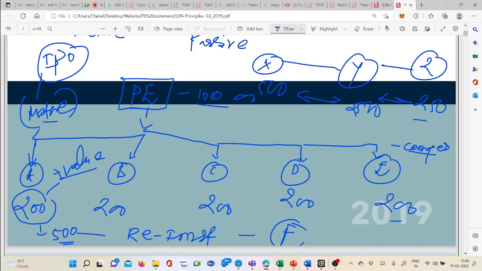Correct. So private equity invests into a variety of companies, and when a company's investment matures, the private equity fund will receive the amount. That amount you can distribute. Distribute means return. Return to whom? The investor. Return of capital to the investor.